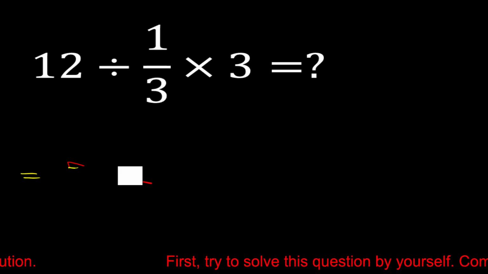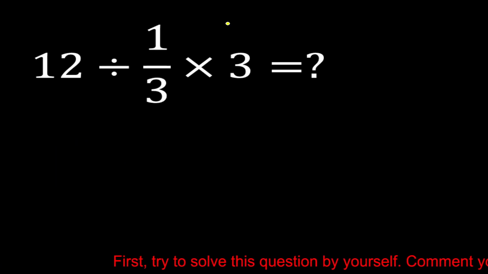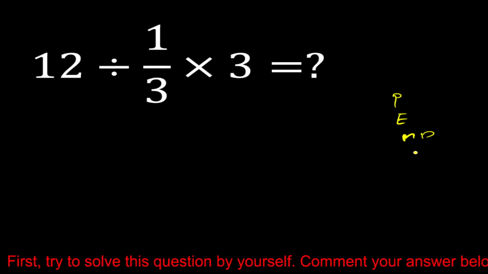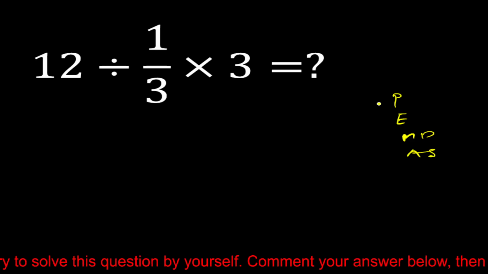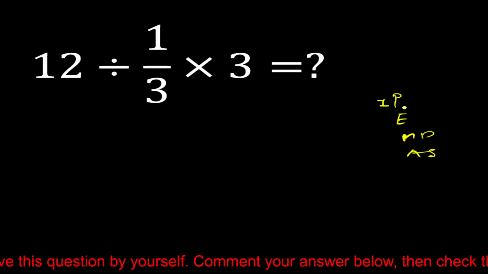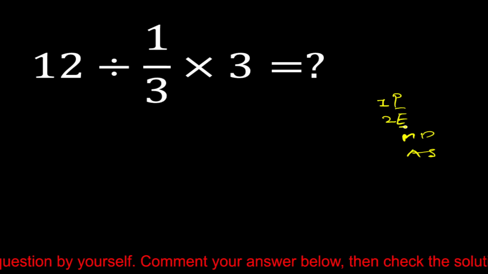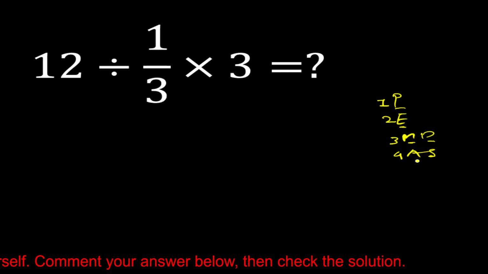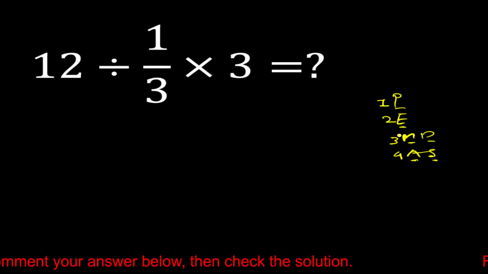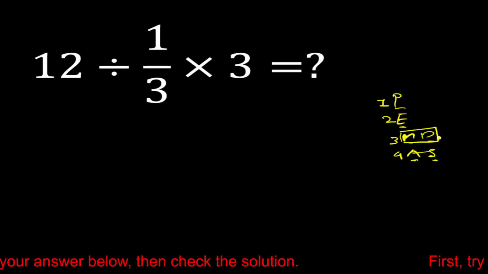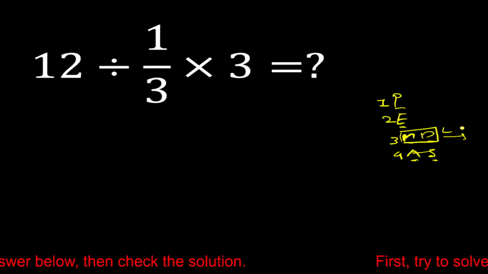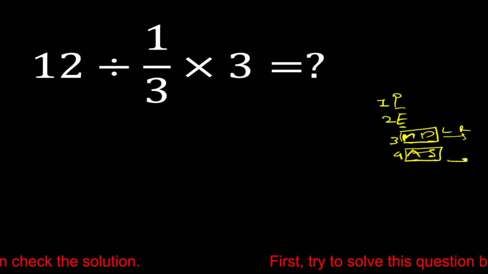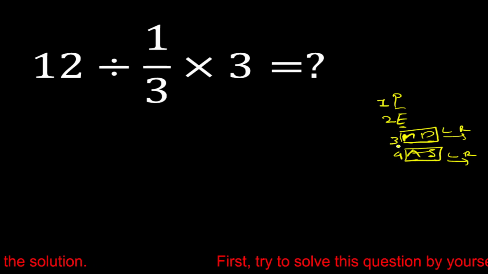PEMDAS. According to the PEMDAS rule, first priority is parenthesis, then second priority is exponents, and third priority is multiplication and division. Fourth and last priority is addition and subtraction. Here multiplication and division both have equal priority, so we have to solve it from left to right. And also addition and subtraction both have equal priority, so we have to solve it from left to right.